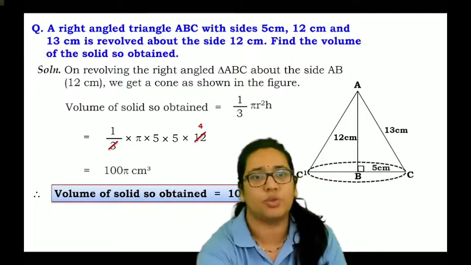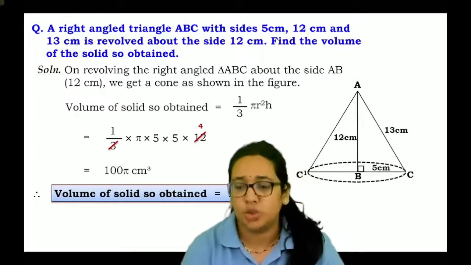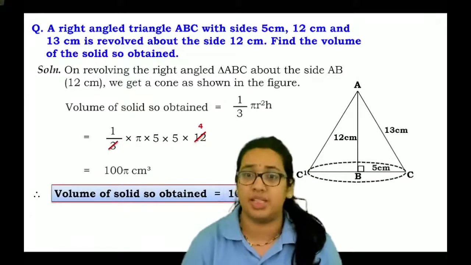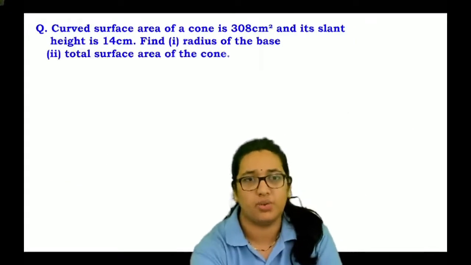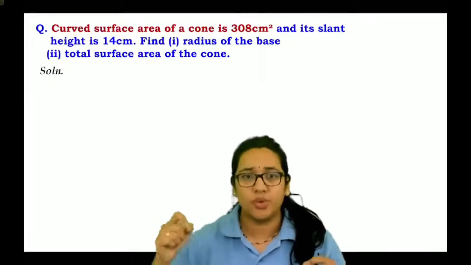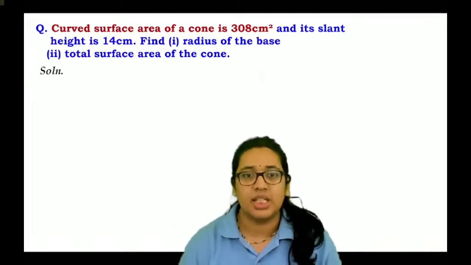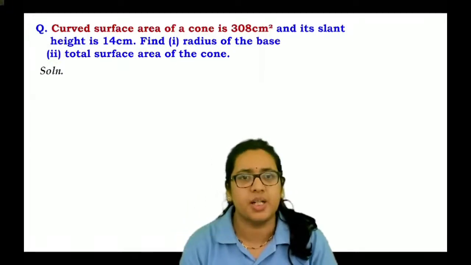So the volume of the solid obtained will be that pi cubic centimeter, and we know that pi is nothing but 3.1. So it will be 340. Okay. Again, there is one more basic type of question. After doing all these basic questions, we will go into some twists, okay?